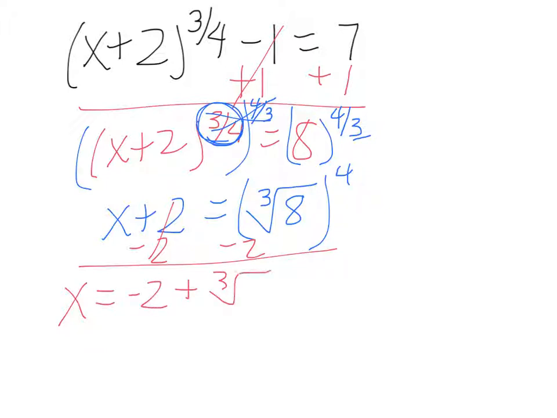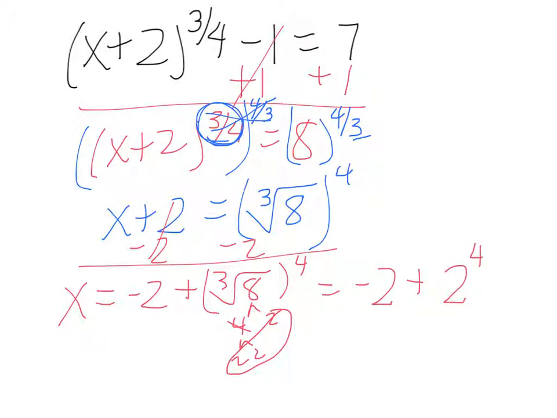the cube root of 8 to the 4th power, and then we can break down the 8, see what appears 3 times, and it works out nicely. You have 3 2's, so this will give us negative 2 plus our 2, but now it's to the 4th power. 2 to the 4th power is 16, so this is now negative 2 plus 16, which will give us an answer of 14. So x will equal 14.